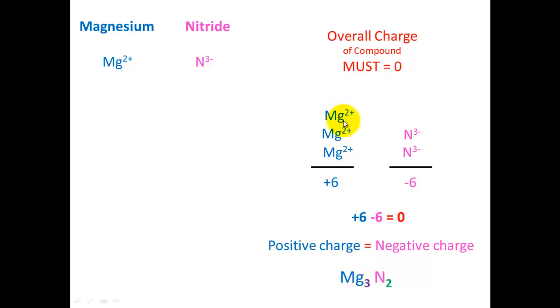So we get 3 magnesium, Mg3, 1, 2 nitride, N2. Using the crossover method, we write them down again, and we transcribe our little 2 next to our nitride and our 3 next to our magnesium. So now I've got Mg3N2.